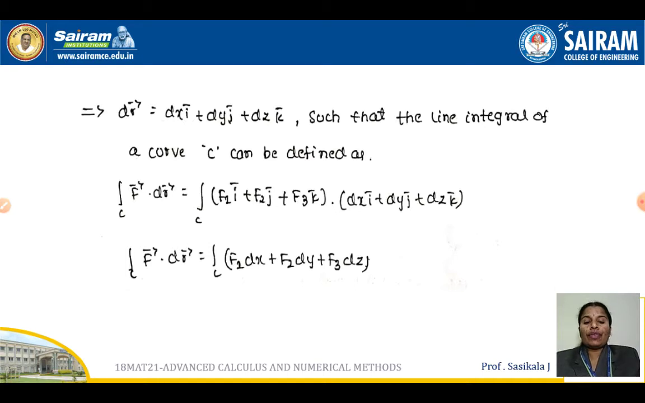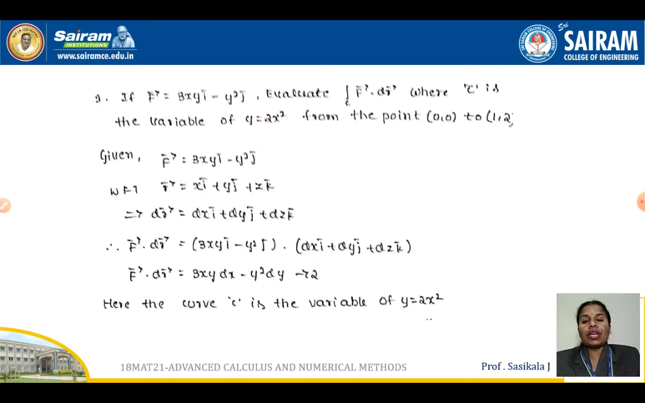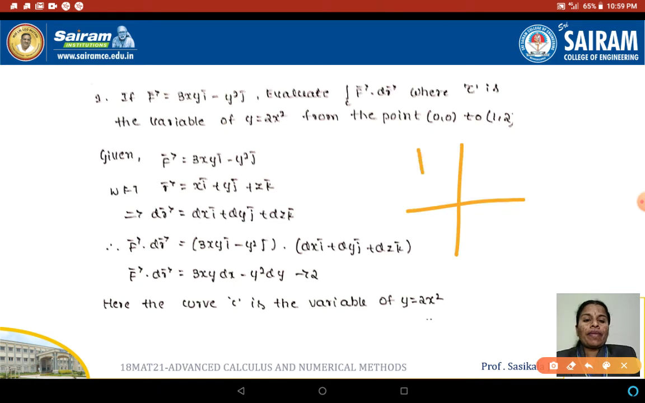Okay, so now we will go to the problem on the line integral or work done. If F vector is 3xy i vector plus y squared j vector, evaluate the integration over the curve C of F vector dot dr vector, where C is y equal to x squared from the point (0, 0) to (1, 2). F vector is given. It is a direct question to calculate the line integral along the curve. Y is equal to x square, so what type of curve is this? It is a parabola curve.